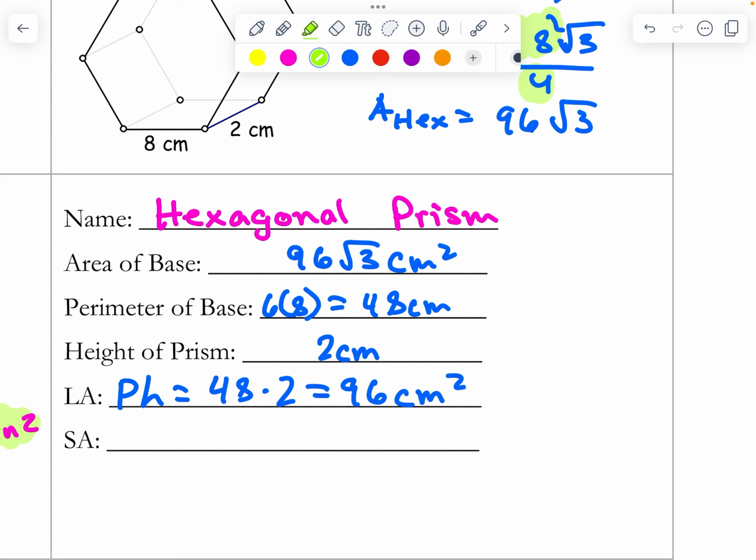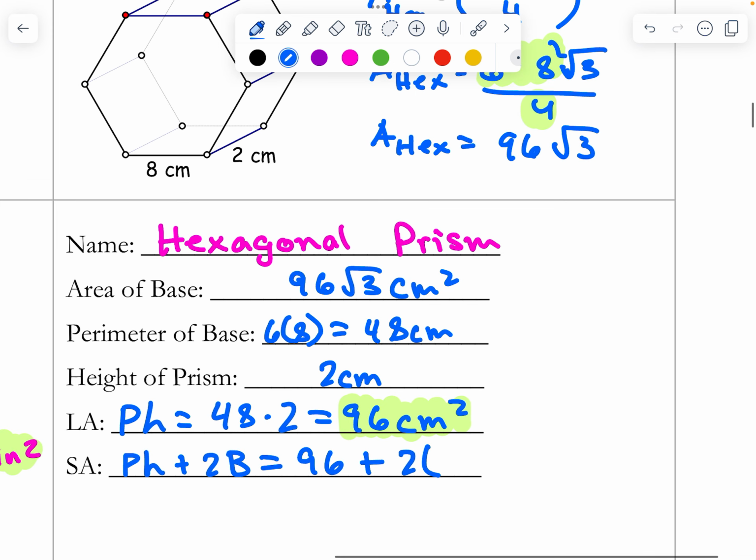96 centimeters squared. Found my first area. And now my surface area is that area plus 2B, my two bases. 96 plus 2 times my base area. My base area is 96 root 3.